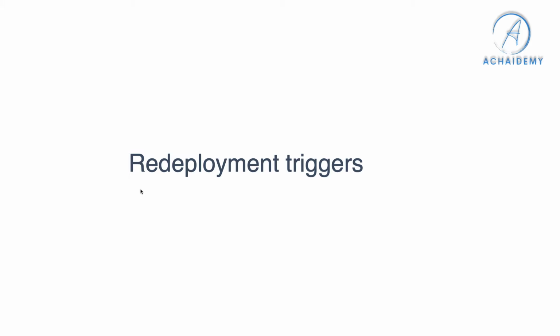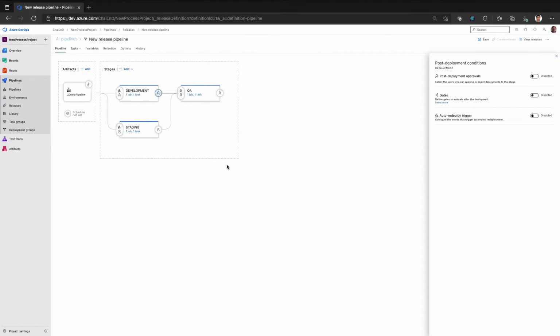So in such scenarios, you can configure the conditions on which Azure DevOps has to redeploy a previously successful build to ensure the application is up and running if something goes wrong in your current release or current deployment. In order to enable that, we again go back to post deployment conditions, and there is an auto redeploy trigger. So it is a trigger where what are the events?